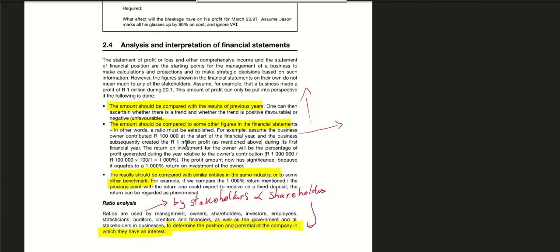Okay, part two, analysis and interpretation of financial statements. Here we are just going to spend our time talking about the ratios. They are quite important. Obviously, ratios should not be taken in isolation. It is important to compare them to results of previous years, to compare them to other figures in the financial statement, as well as to look at similar entities or companies in the industry, especially in the case of a benchmark. So you would often hear about an industry benchmark. So it is in that case that these financial statements should be analyzed.